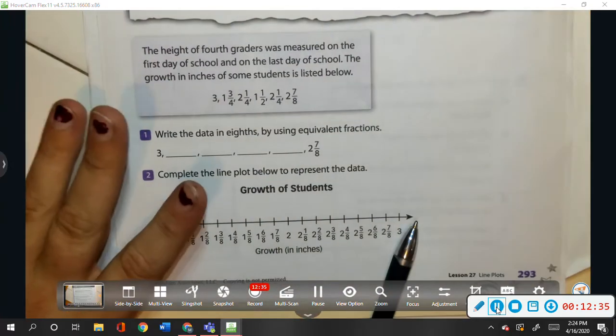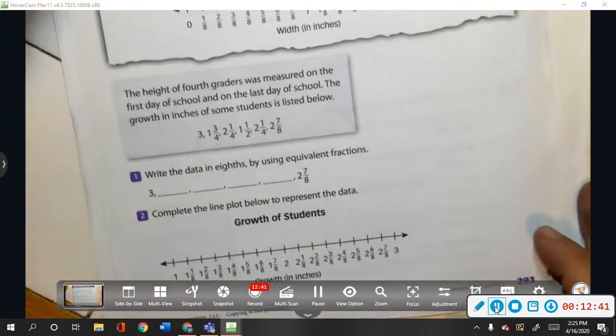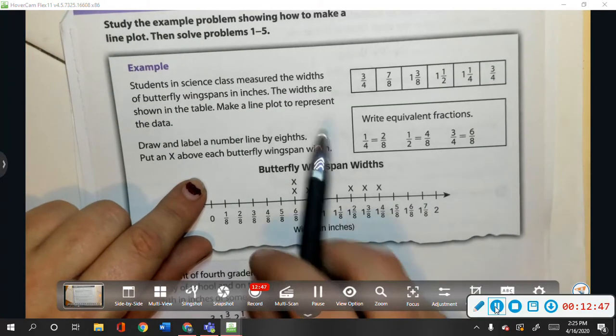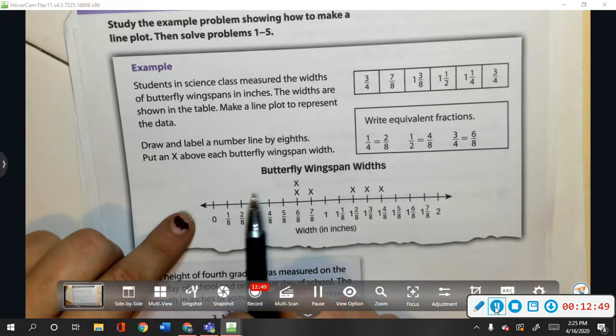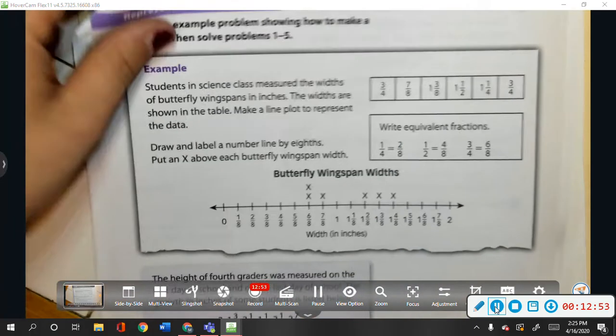Hang on one second. Practice book, page 293. We're going to jump right into it. You can read through the example if you need to, but all it looks like is they had their equivalent fractions, they drew their line plot, and then they inputted the data. They didn't really ask too much from you from there.